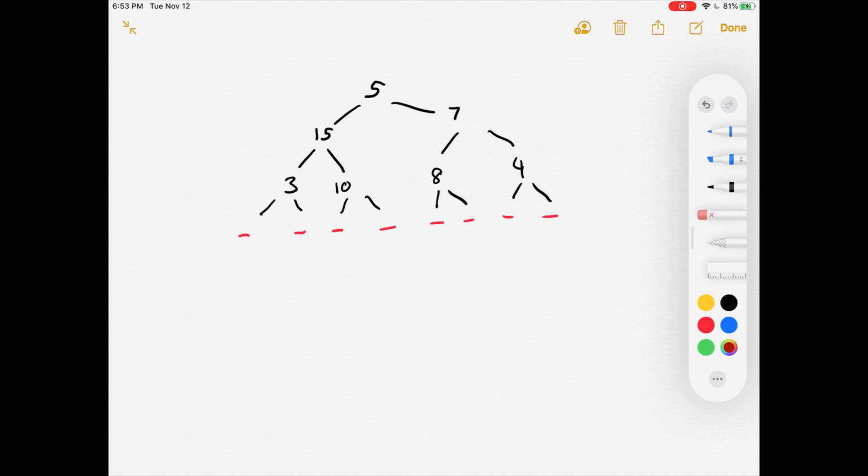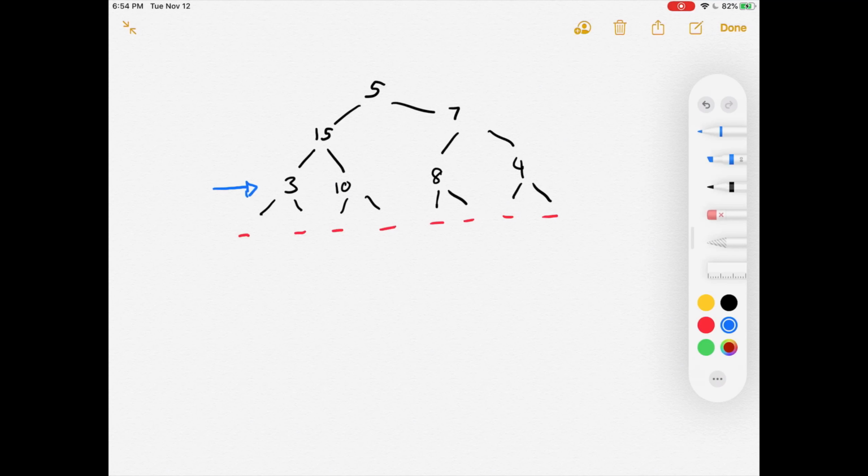Alright, so we're going to solve this problem using recursion. But before we get started, I just want to point out that each one of these red dashes just signifies a null value. I just didn't want to write null a bunch of times because it would make the diagram too messy.